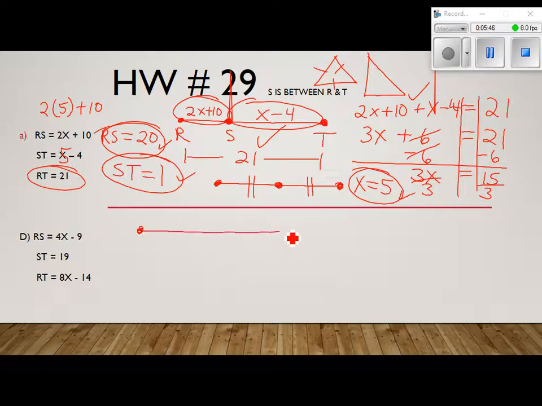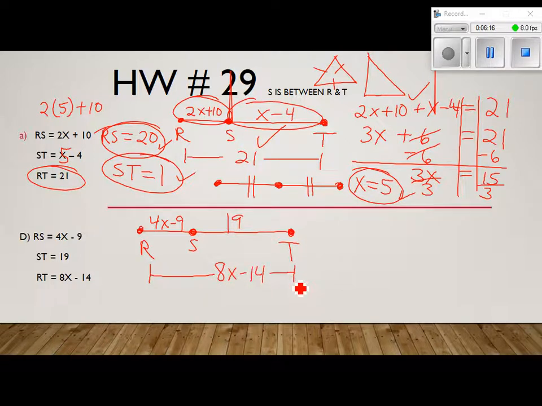Next one, I'm going to run through this real quick. Did that help a little bit? We still know that S is between R and T. So S is here, R and T. Segment RS is 4x minus 9. Segment ST is 19. The whole thing, segment RT, goes from here to here, is 8x minus 14.